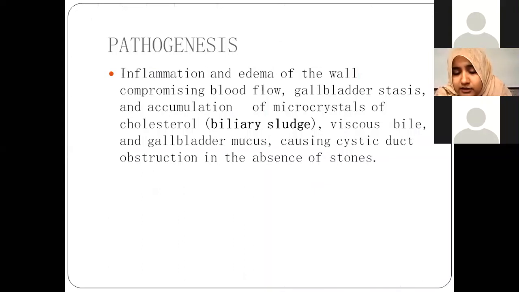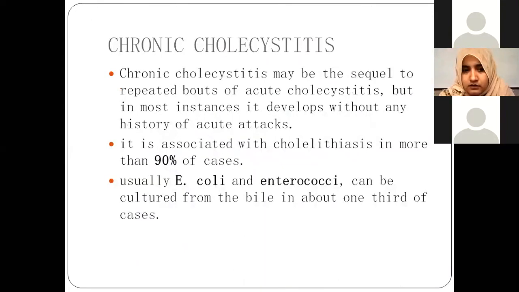And that sludge will obstruct the cystic duct, even in the absence of gallstones. And that will lead to acute cholecystitis, but of the acalculous type. Now the chronic cholecystitis. Chronic cholecystitis may be the sequel of repeated bouts of acute cholecystitis, but in most instances it develops without any history of acute attack.